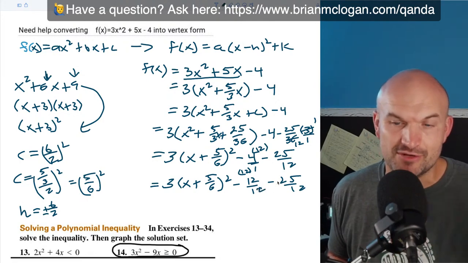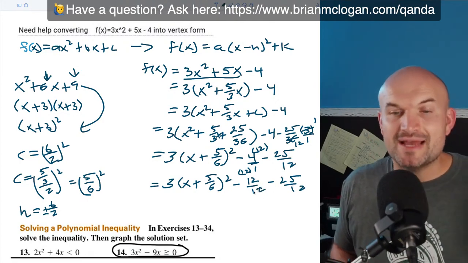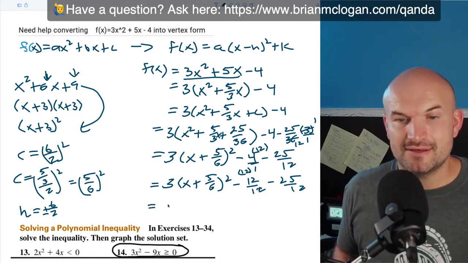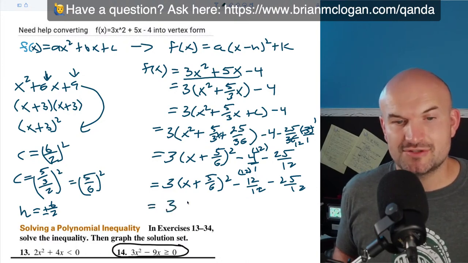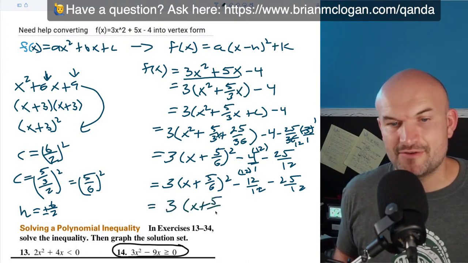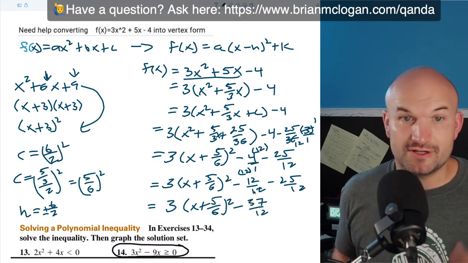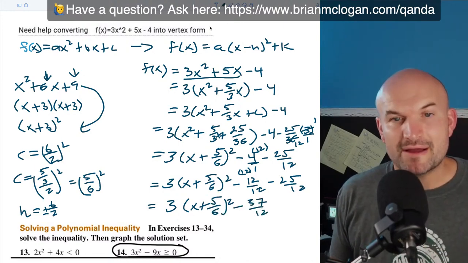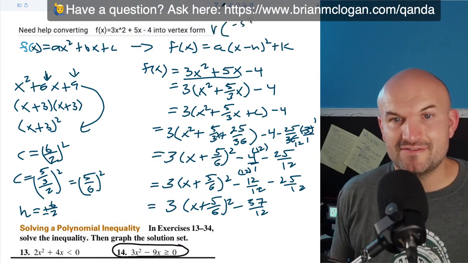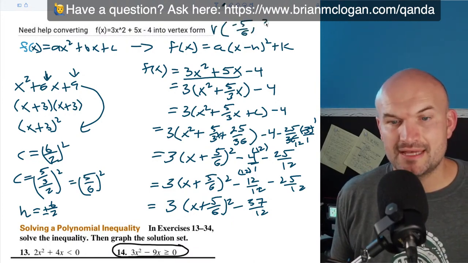If you owe me $12 and you borrow $25 more, you now owe me $37, and that's all going to be divided by 12. So this is 3 times x plus 5 over 6, quantity squared, minus 37 over 12, assuming I didn't make any mistakes. My vertex now is going to be negative 5 over 6, comma, negative 37 over 12.